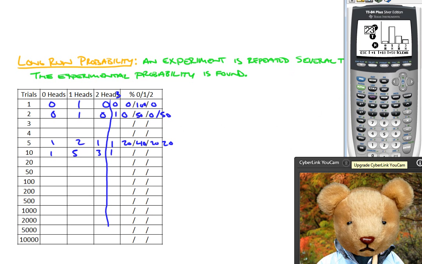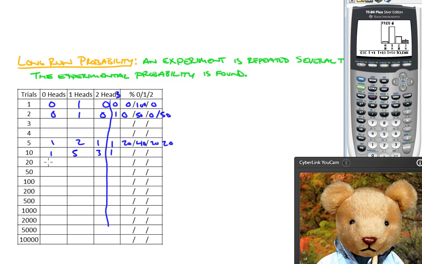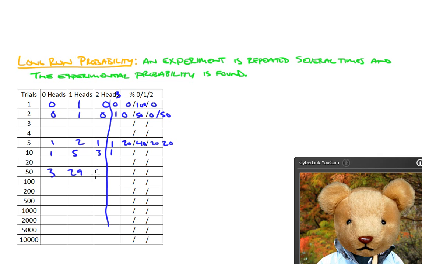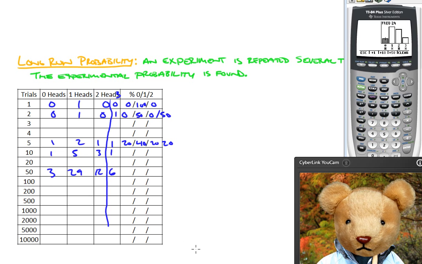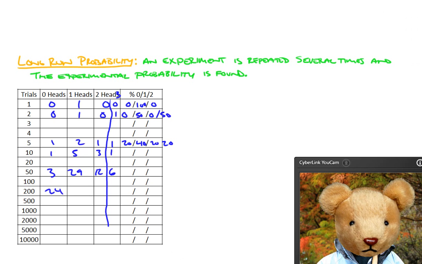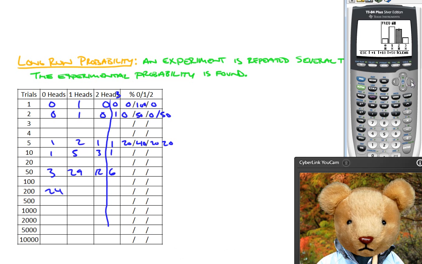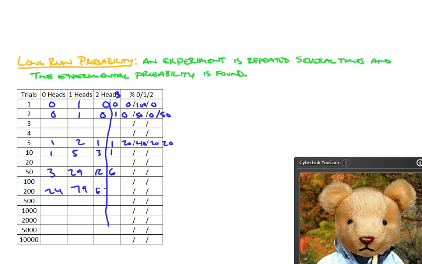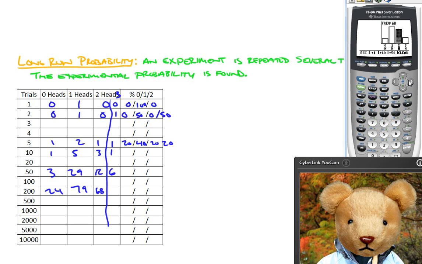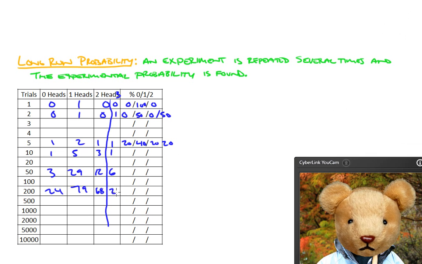All right, I'm going to pause it for a second here so you don't have to watch all this. All right, so here we are. We're at 3, 29, 12, and 6. All right, and again, I'm going to pause it. Okay, so just to end us off, we're up to 200 here. So we're at 24 for that one. 79, 68. And then the last one is 29 in there as well.